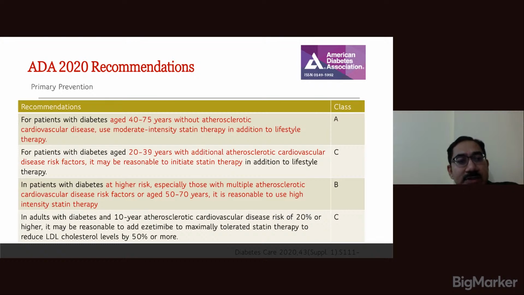For primary prevention in diabetic patients, what is the recommendation? So, for patients with diabetes who are in the age range of 40 to 75 and who do not have any atherosclerotic cardiovascular disease, use of moderate intensity statin therapy in addition to lifestyle is recommended. For patients who are younger, less than 40 years of age, it may be reasonable to initiate statin therapy in addition to lifestyle therapy. In patients with diabetes at higher risk, especially those with multiple atherogenic risk factors, or in the age range of 50 to 70, it is reasonable to use high intensity statin therapy.